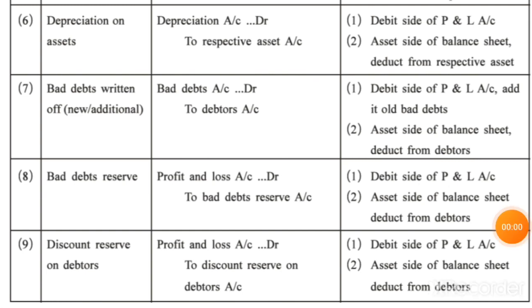Students, we have already understood that if in the adjustment all three, that is bad debts, bad debt reserve and discount reserve on debtors, are given to you, then from the asset side, from the debtors, first of all you have to subtract bad debts. After subtracting bad debts, you subtract the bad debt reserve, and afterwards you deduct the discount reserve. So you have to maintain this order.